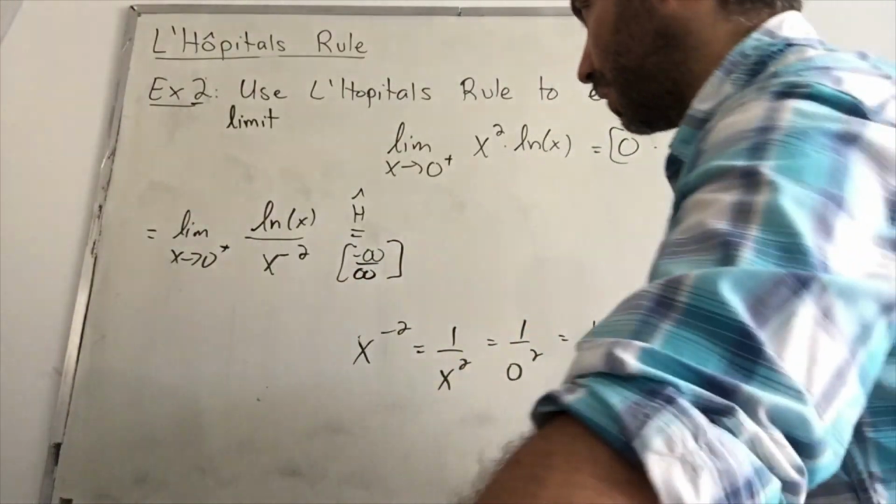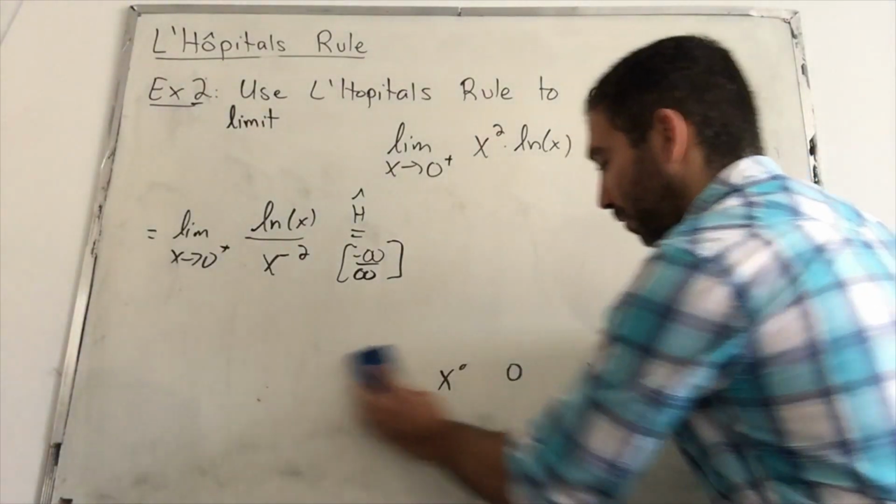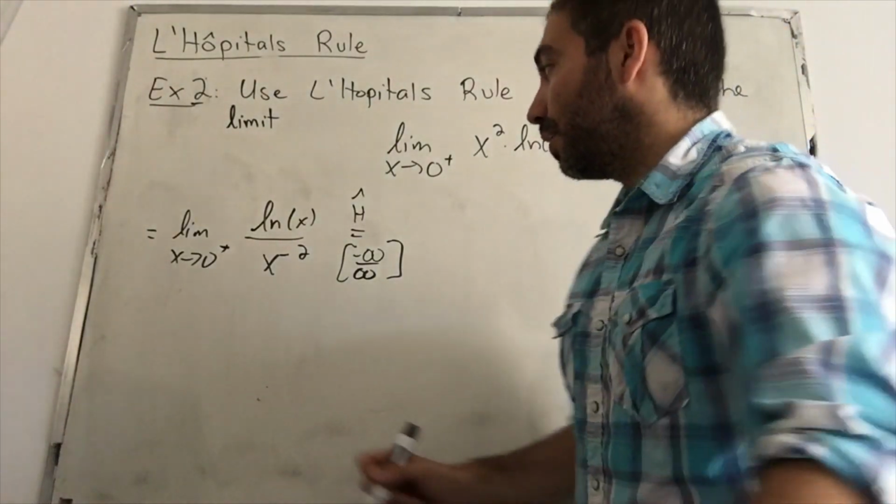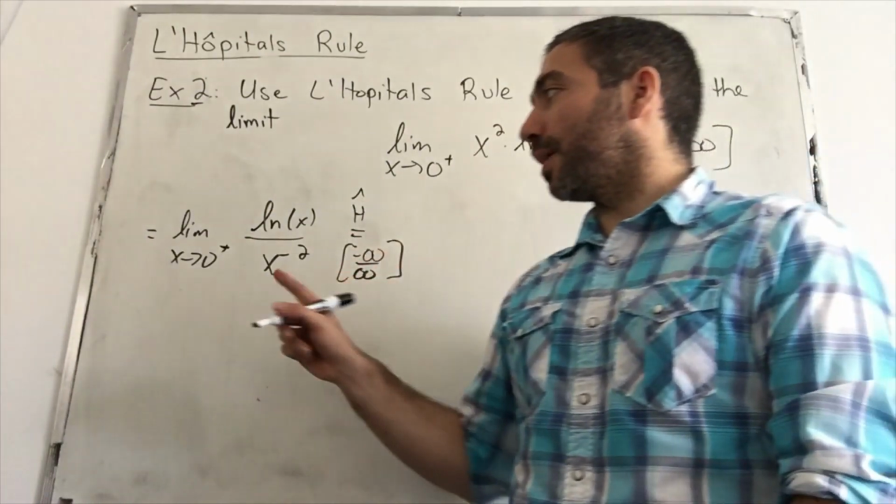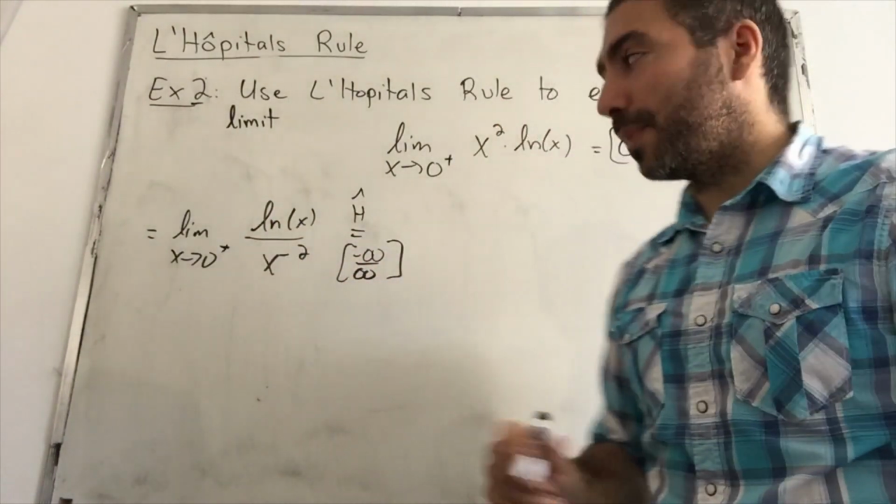Okay, so let's keep going. So we could apply L'Hopital's rule. We reduced it down to a case 1, infinity over infinity. Let's apply L'Hopital's rule by taking the derivative of the top and the bottom individually.